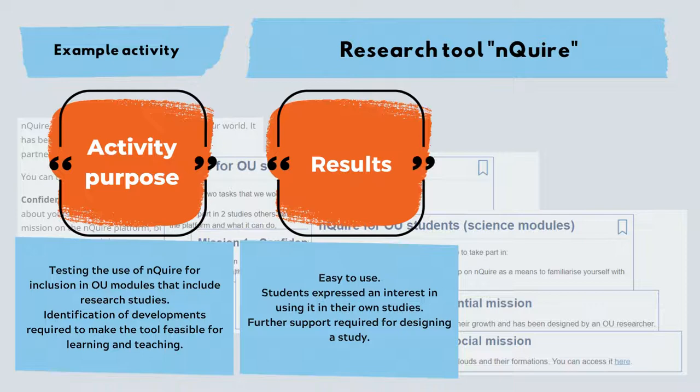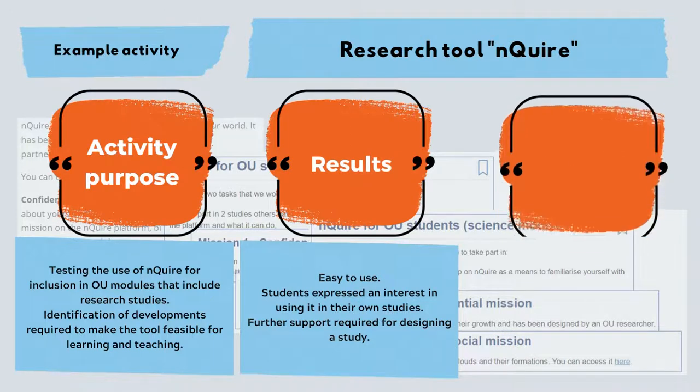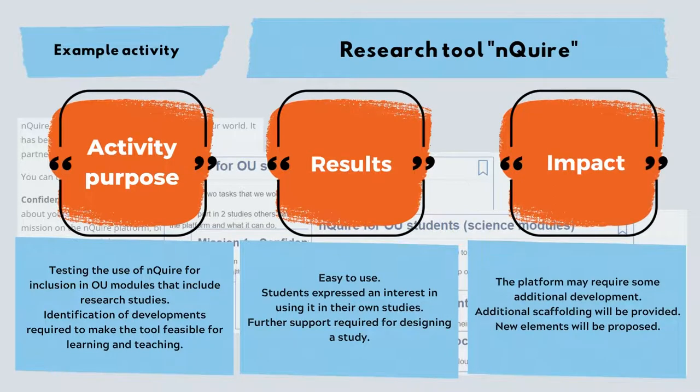They felt that additional support might be required to support students with completing the design task and identified the need for some technical improvements to make it a more effective teaching tool. Based on student feedback, the project team are exploring what platform enhancements can be made and what new elements could be added to make it a more powerful tool for teaching. They are also using the feedback to plan how best to scaffold students in creating their own study.